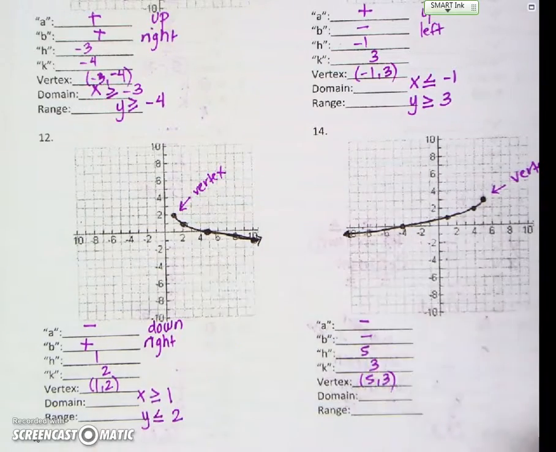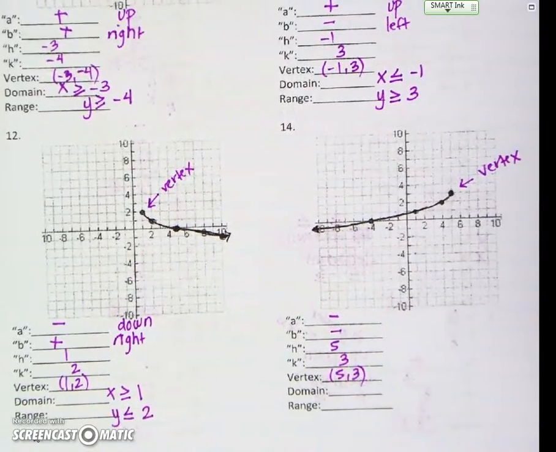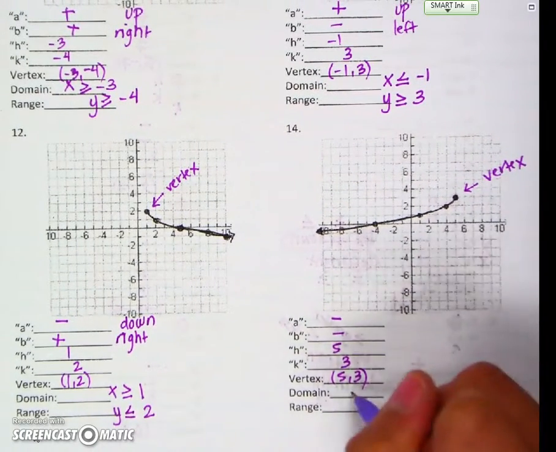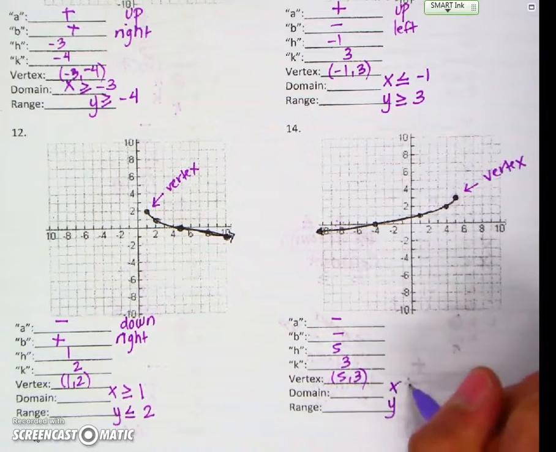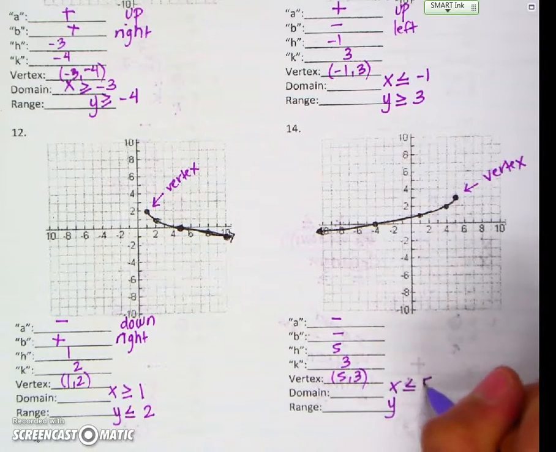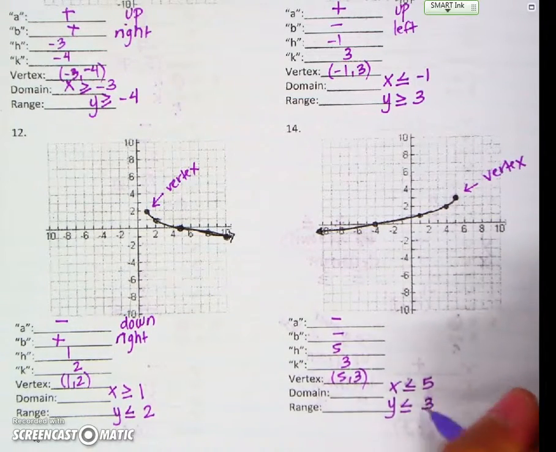Okay, and finally number 14. X is less than or equal to 5, and Y is less than or equal to 3.